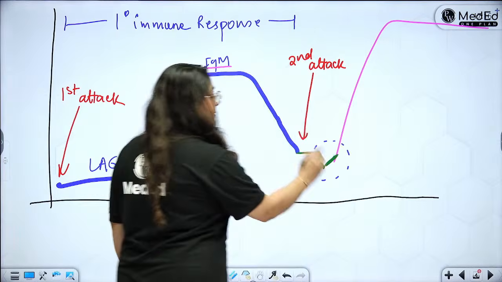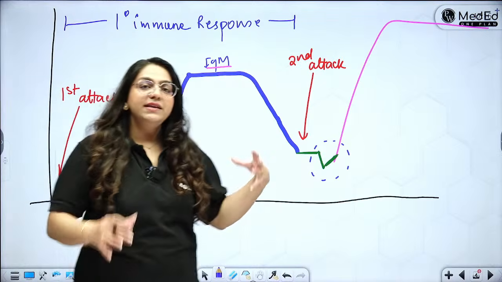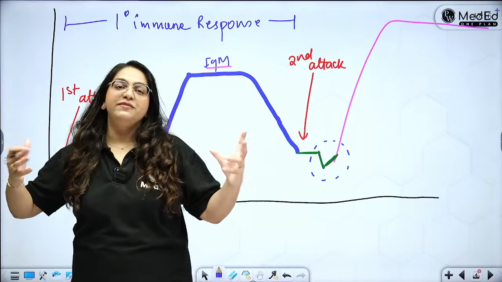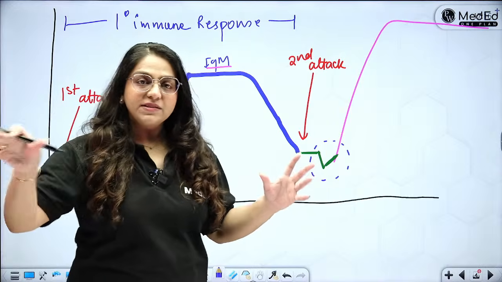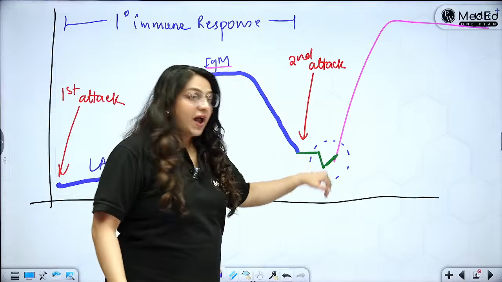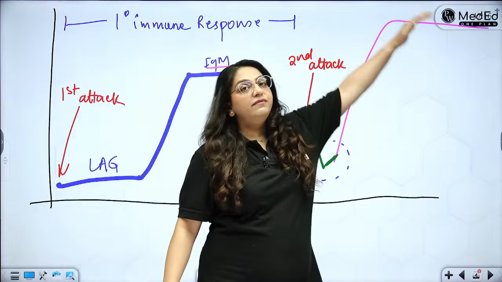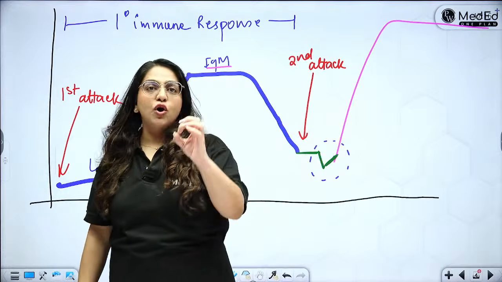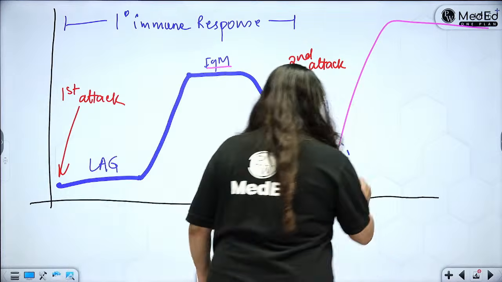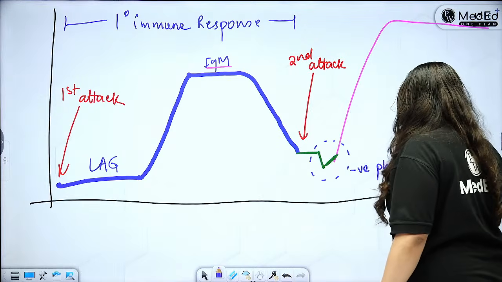Why does this dip or the negative phase happen? Because the circulating antibodies are used up the very first time. There is a slight dip and suddenly your adaptive immunity gets activated and you get a heightened, very prolonged and very strong immune response. So this is the negative phase, or the dip that I am talking about.